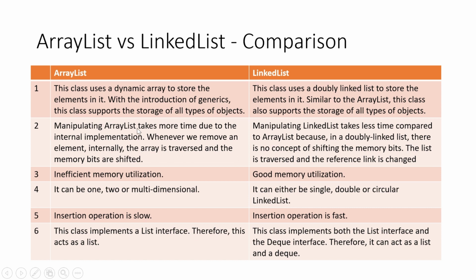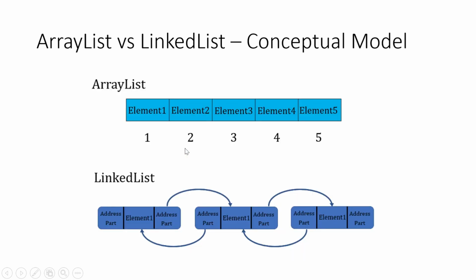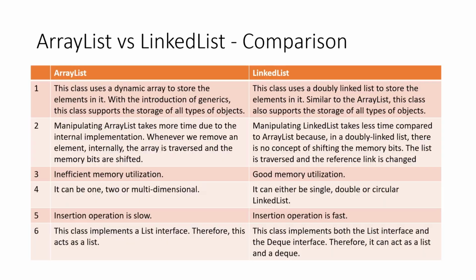For ArrayList, manipulating it takes more time due to the internal implementation. Whenever we remove an element, internally the array is traversed and the memory bits are shifted. So if I remove element 2, then it is traversed and element 3, then elements 4 and 5 are shifted. But in the case of LinkedList, it's just pointers, it just removes this and this points to this particular element. So this way it does the create or remove operation. So manipulating LinkedList takes less time compared to ArrayList, because in a doubly linked list there is no concept of shifting the memory bits as discussed. The list is traversed and only the reference link is changed.